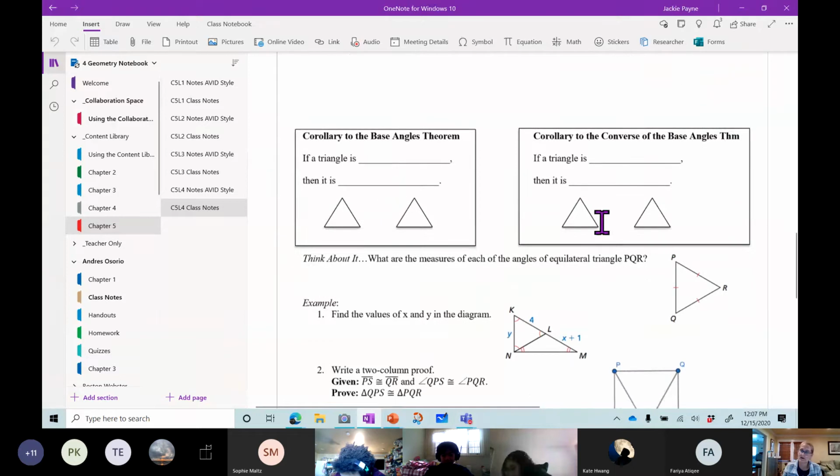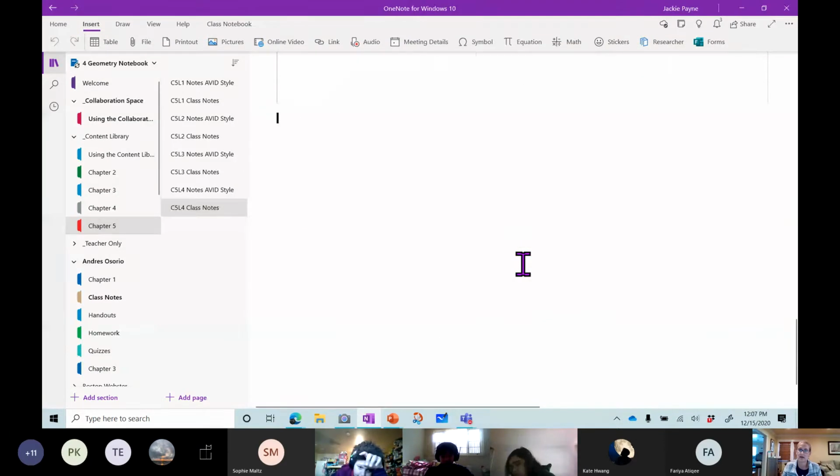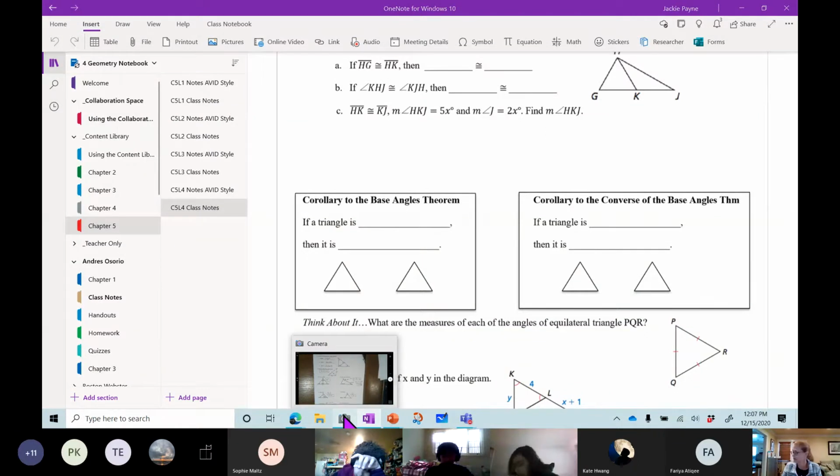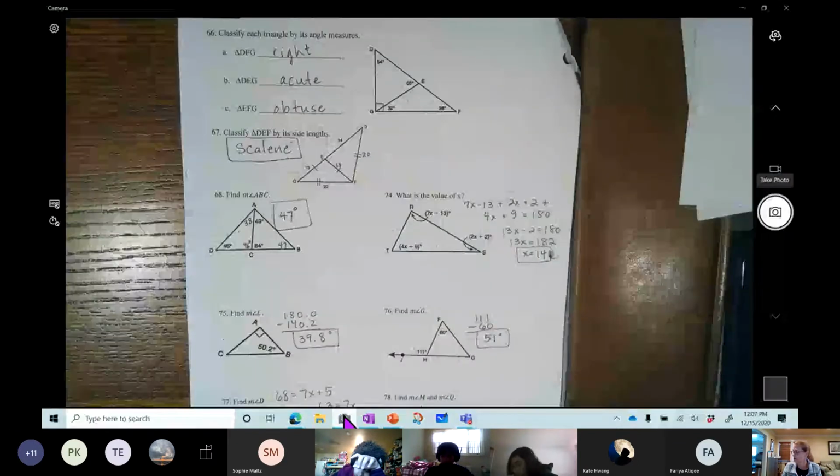You have a corollary. If a triangle is equiangular, then it's also equilateral, and vice versa. If it's equilateral, it's also equiangular. So this is just a special case of the base angles theorem, and we did some problems, and we'll do a few more. So that's a quick recap of chapter 5. Sorry I went so quickly, but I don't want to run out of time. Any specific questions?